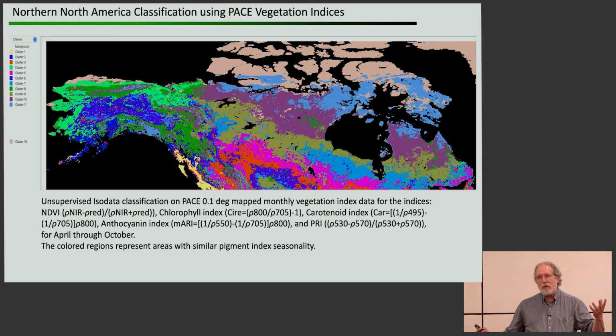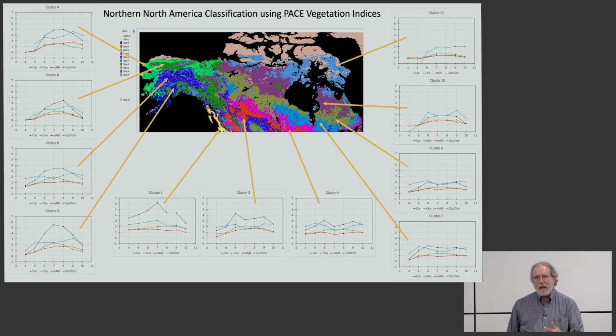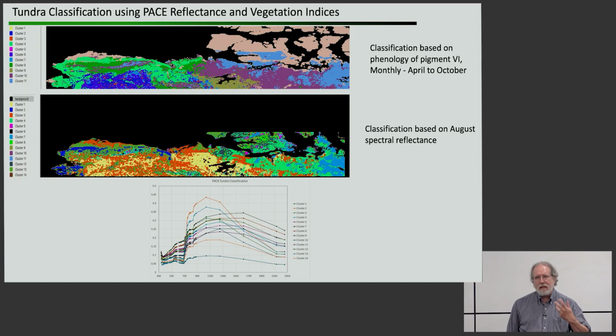This is the northern part of North America, and again you can see the classifications based on the seasonal pigment patterns. But what's interesting to me, part of my work is I'm working in the Arctic as part of the NASA ABoVE project. And so the upper classification map there is, again, this pigment dynamics classification based on the seasonal pigment patterns. The lower classification is one based on spectral reflectance from midsummer, from August. And what you see is they're different. I mean, there are some similarities.